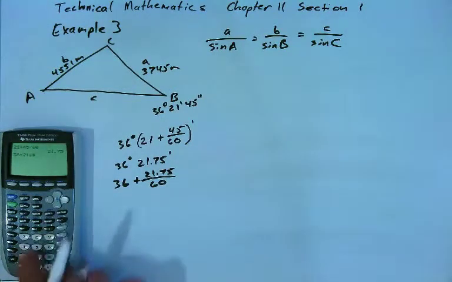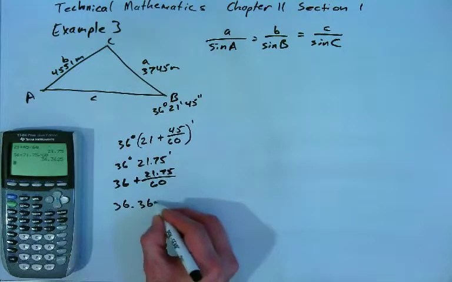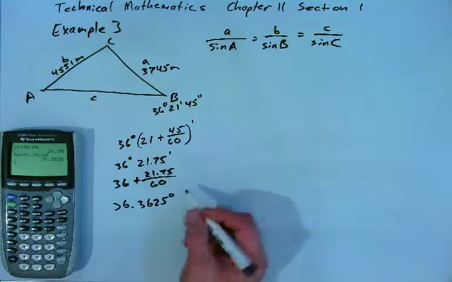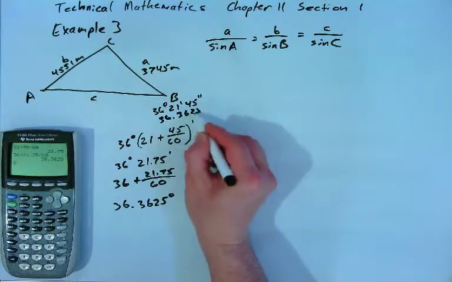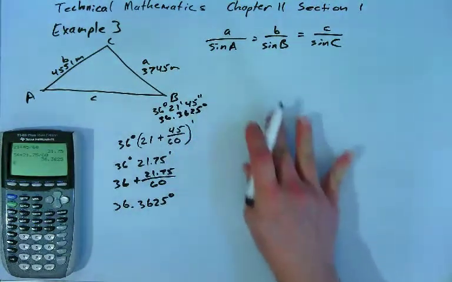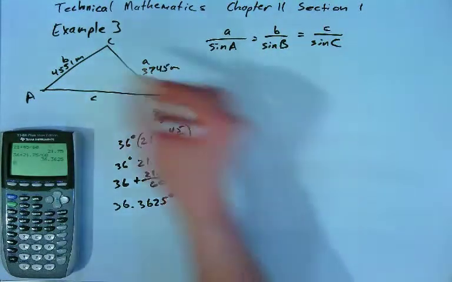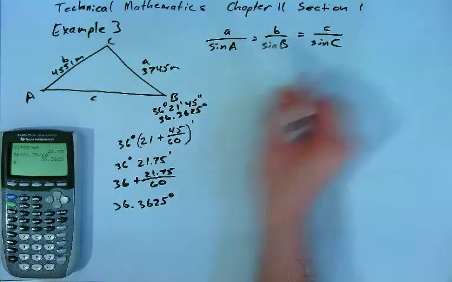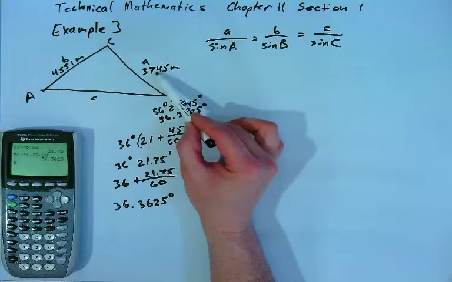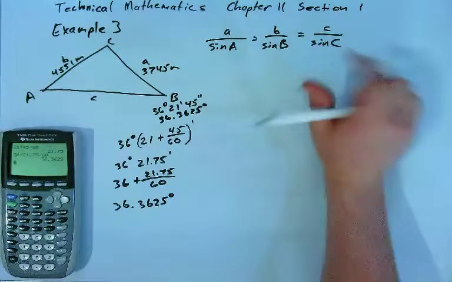So 36 plus 21.75 divided by 60, and we have 36.3625 degrees. So this angle is 36.3625 degrees. Okay, and so now we can apply the law of sines. We know angle B, and we know the length of the opposite side, so we know we want to use B over sine B. The other piece of information we have is the length of side A, so we're going to use A over sine A is equal to B over sine B.